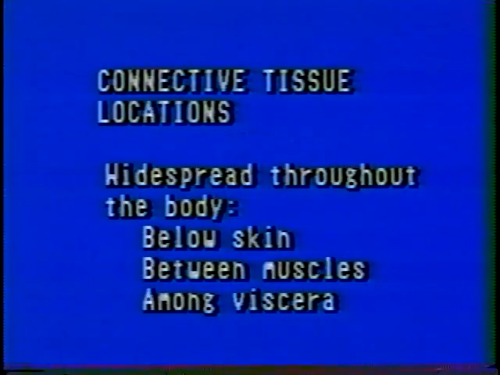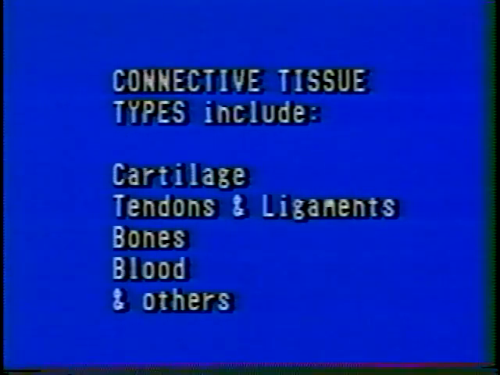Connective tissues are located throughout the body, below skin, between muscles, and among the viscera. The types of connective tissue are highly varied and include cartilage, tendons and ligaments, bones, blood, and others. I will discuss 6 types with you, noting peculiarities of each type.